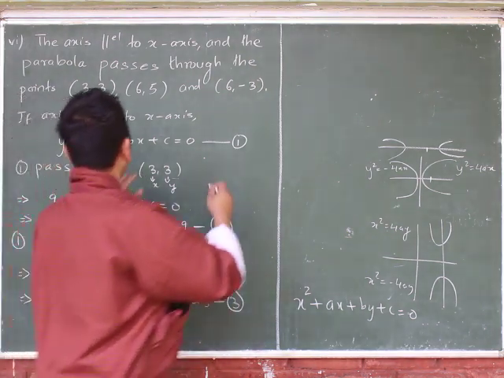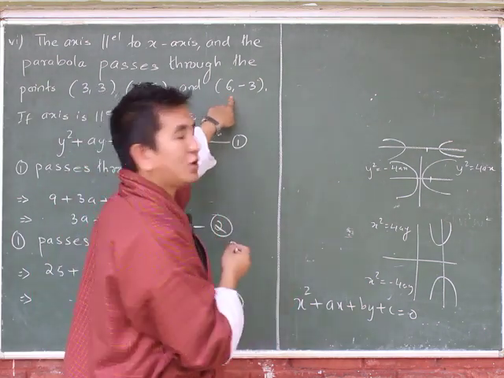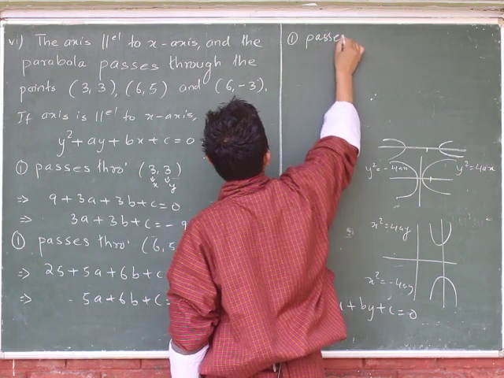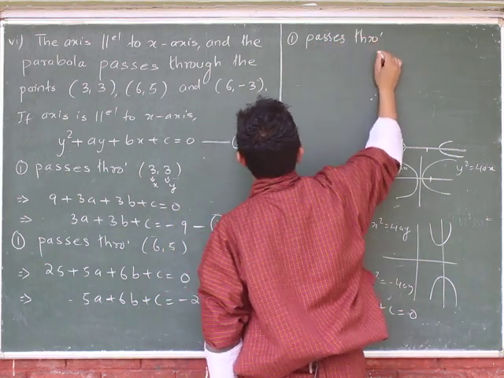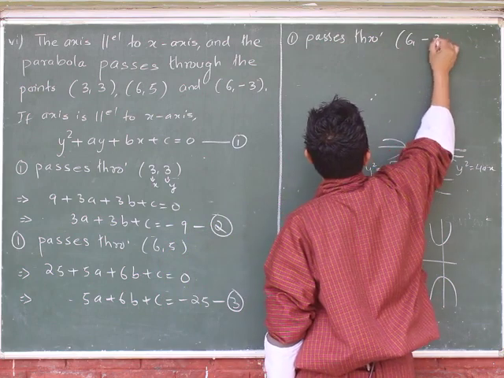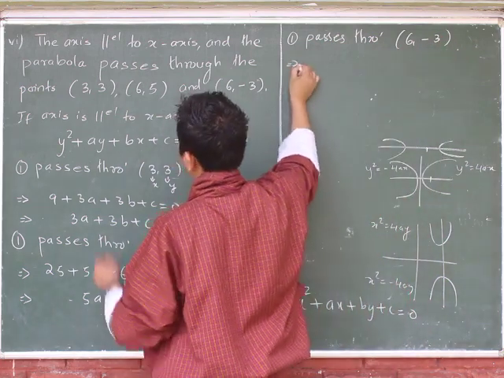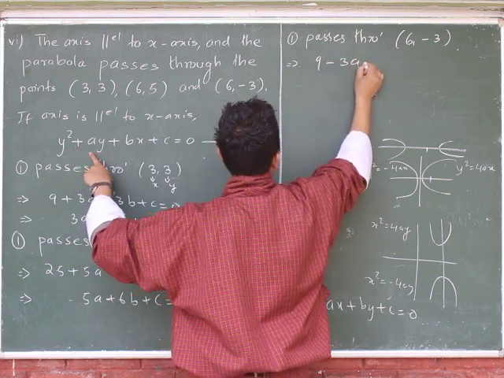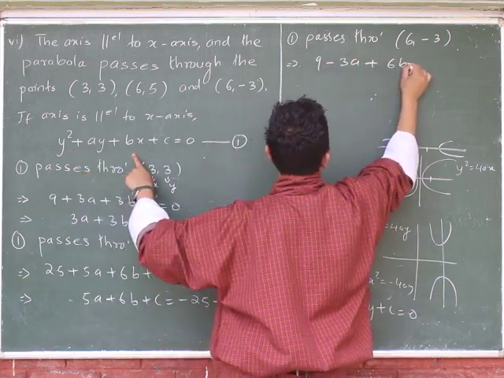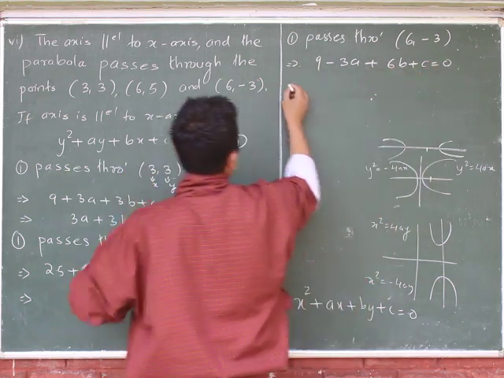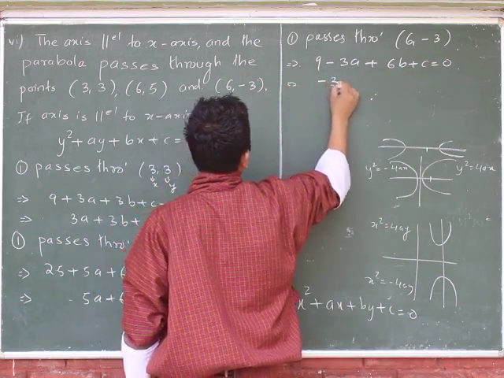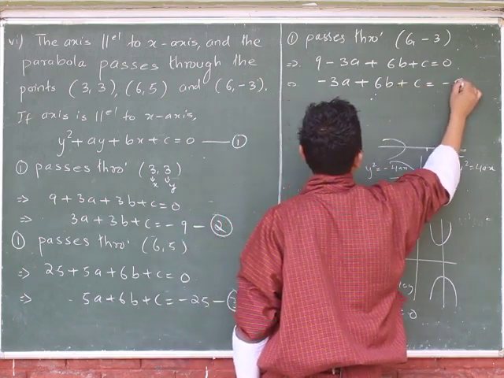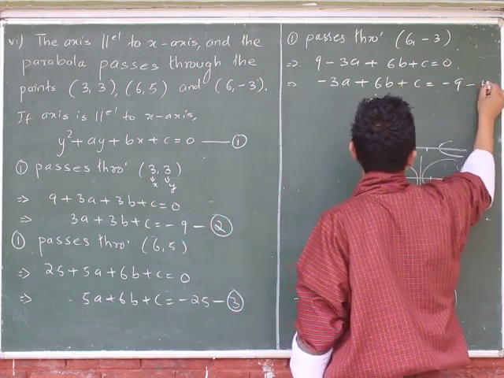Now next one, again it passes through one more point, that is (6, negative 3). Substitute here. Negative 3 squared becomes 9 minus 3a plus 6b plus c is equal to 0. Let me rewrite this as negative 3a plus 6b plus c is equal to negative 9. Say this is equation number 4.